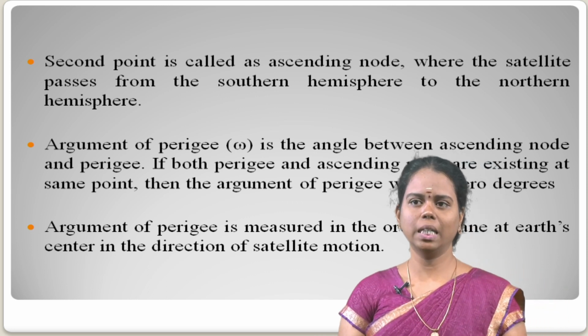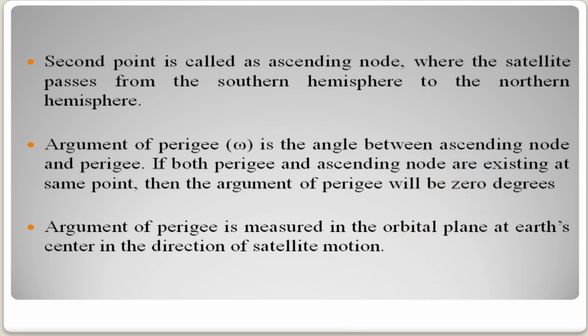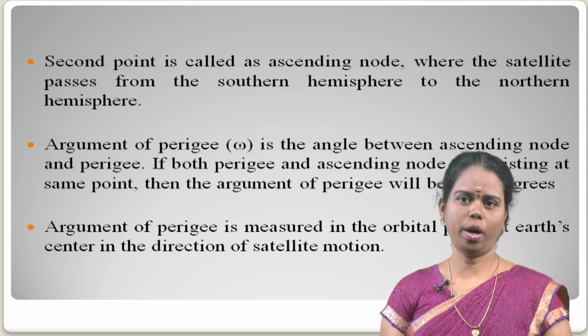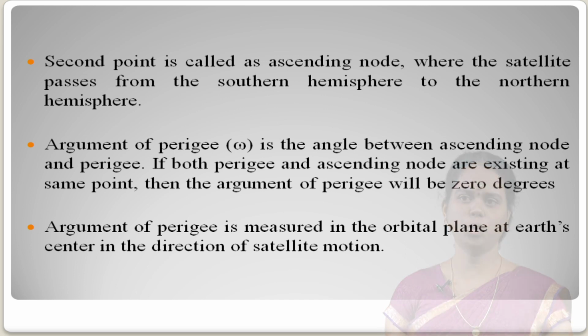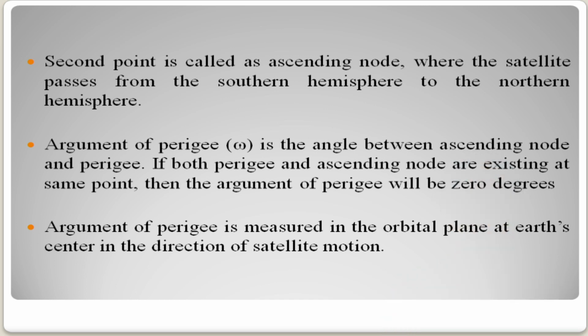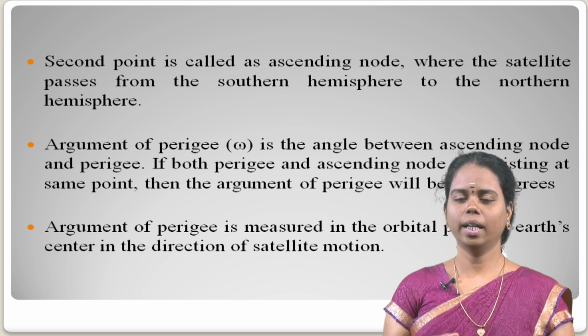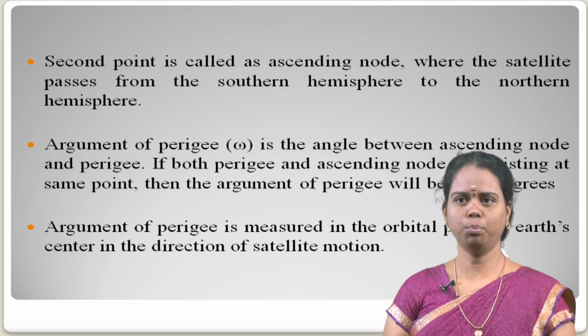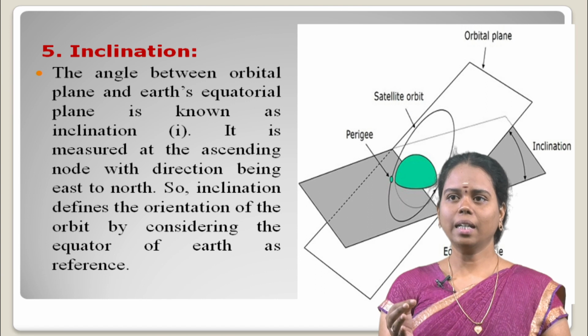If both perigee and ascending node exist at the same point, then the argument of the perigee will be 0 degrees. Argument of the perigee is measured in the orbital plane at the Earth's center in the direction of the satellite motion. Next is inclination.